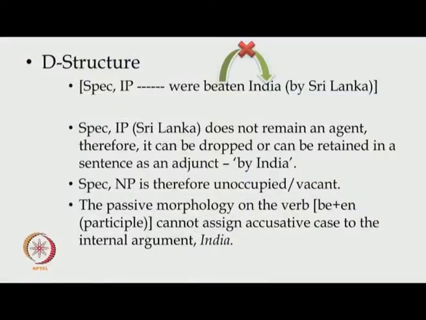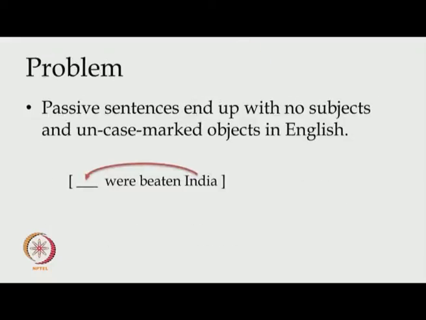The theta criterion says every NP must be assigned one and only one theta role. So if we put an NP in the subject position without a theta role, that's also out. So the theta criterion and the case filter together prohibit a passive sentence of this type. Then what is the solution? In one sentence, the problem is that passive sentences end up with no subjects and an uncase-marked object in English. This is the problem in one sentence.